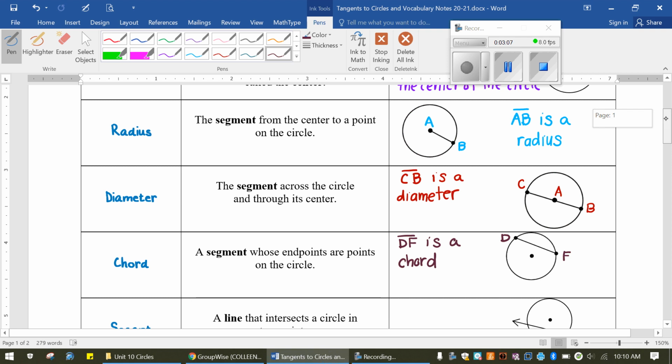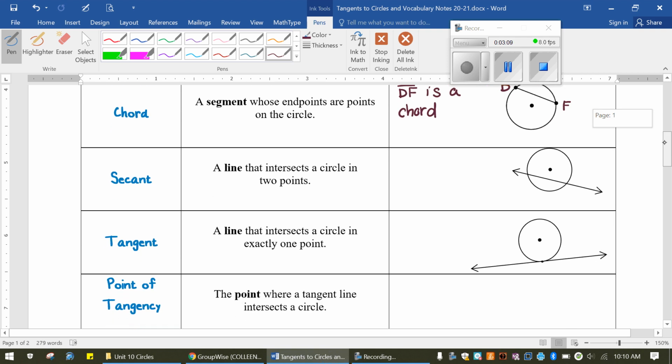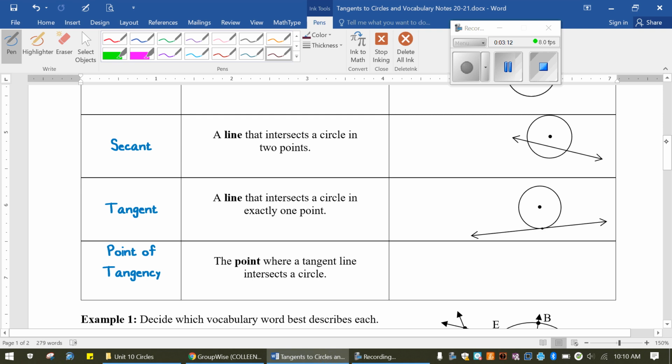All right, and then we're going to move to two different lines that are a part of a circle. The first one is a secant. A secant is a line that intersects a circle in 2 points. So you can see the arrows on the ends, and then you can see the 2 points where it intersects or crosses the circle. So I'm going to call those F and G. And then when we name this, you got to make sure you put the arrows on the ends. So FG is a secant.